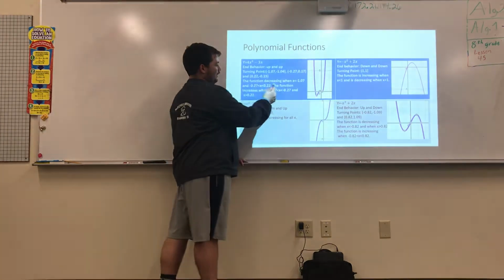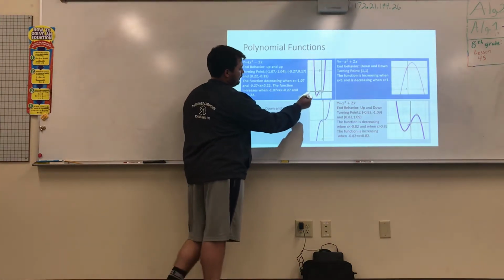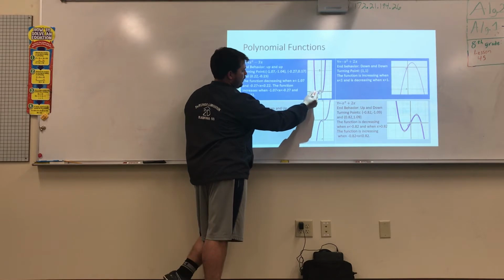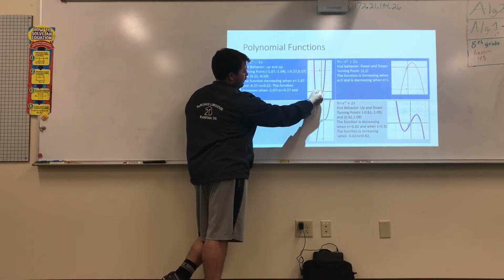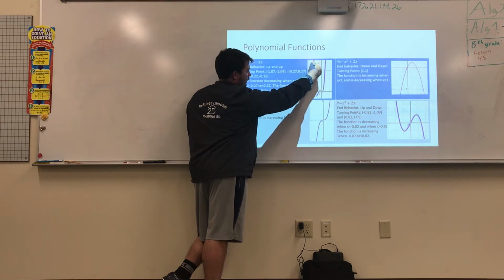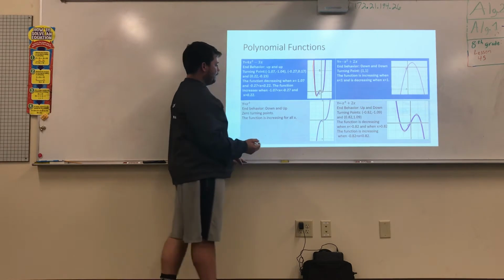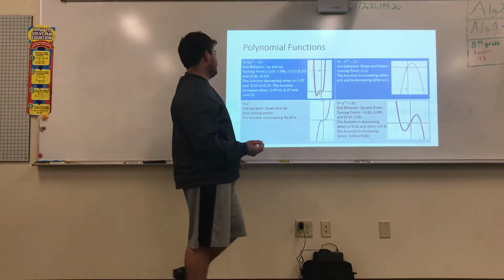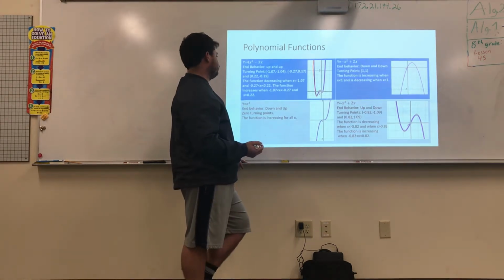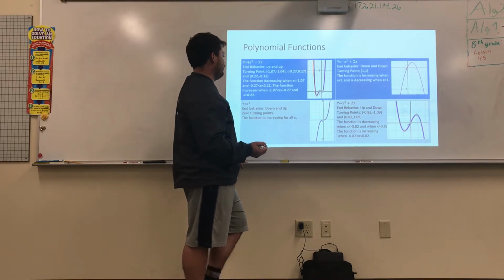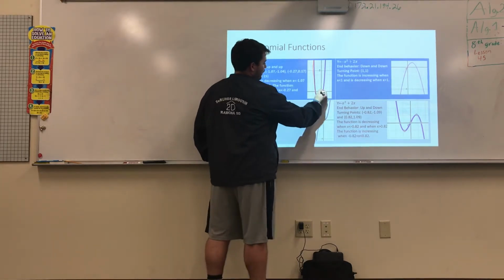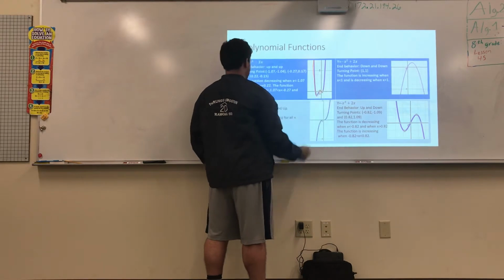Alright, the function decreases when x is less than negative 1.07. So it would be everything from here. Or it's going down here, so everything here is decreasing. Alright? The other spot it is decreasing is when x is greater than 0.0, so it'd be right here. Okay?